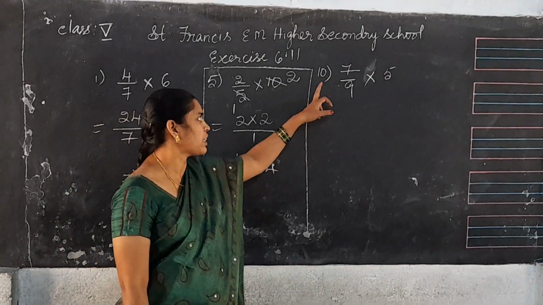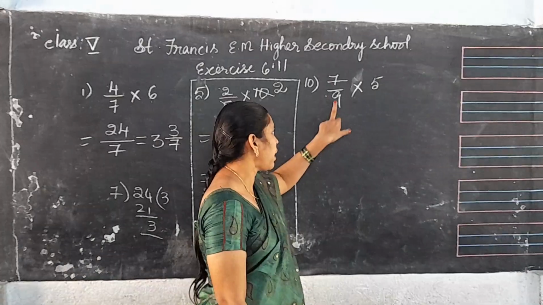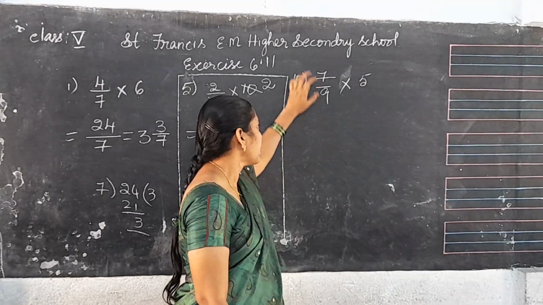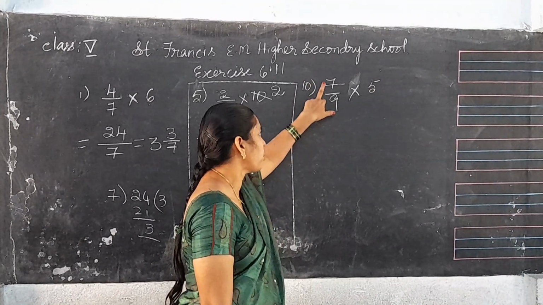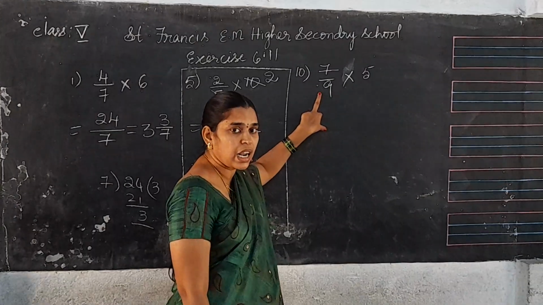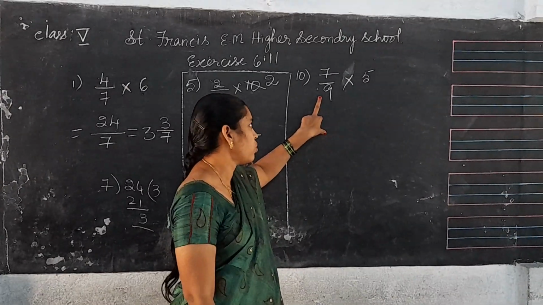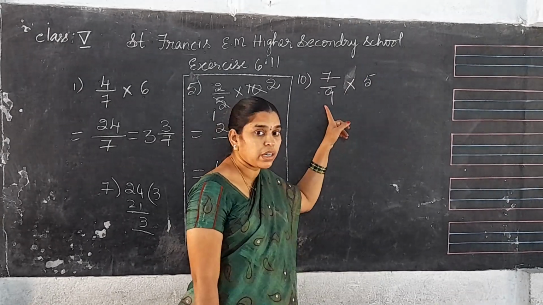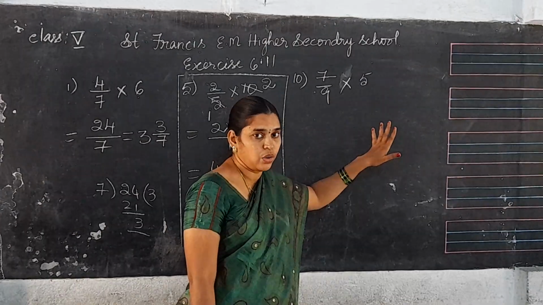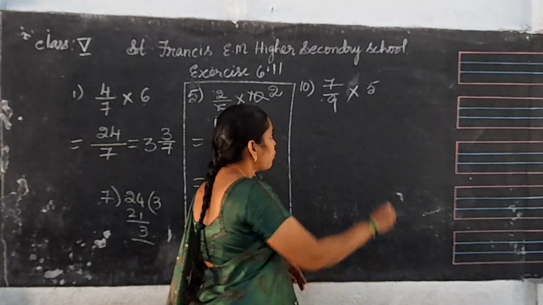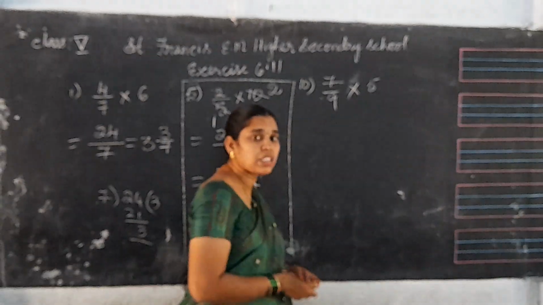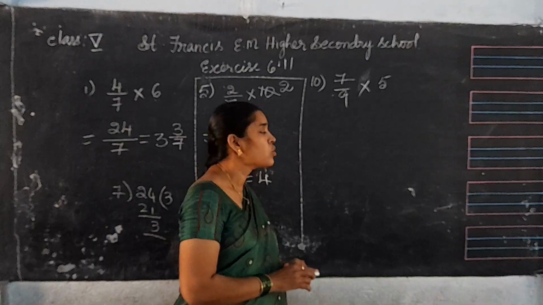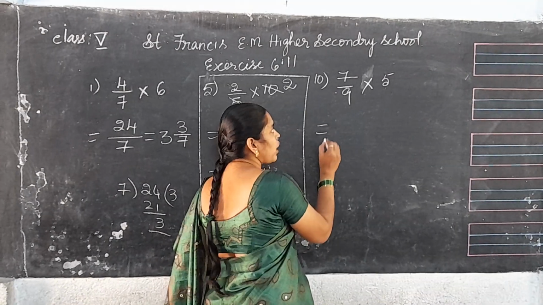So answer is 4. Clear, children? Now I am going to explain the 10th one. 7 by 9 into 5, a whole number. Here also you check it. In these two numbers, the numerator and denominator, any common factor is there except 1? No. So leave it. Now these two, just the whole number and denominator. You compare with the denominator only. Don't take numerators. 5 and 9. In these two numbers, any table will go except 1? No. So at this time, what we have to do?